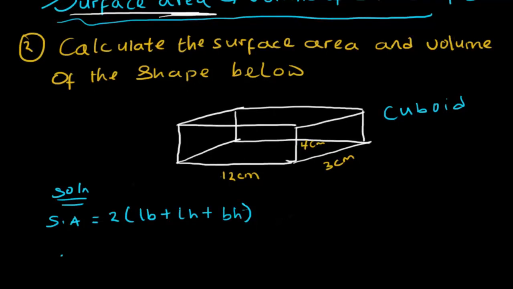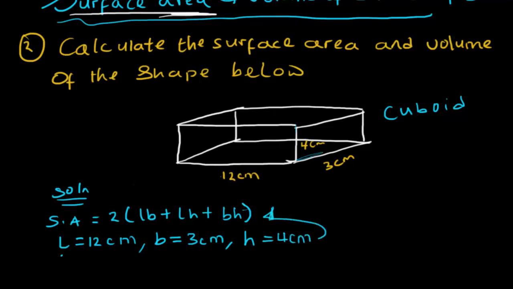So let's identify what's our length. This part is our length, so we have length equals 12 centimeter. What's our breadth or width, as the case may be? These are our width, so our breadth equals 3 centimeter. Remember, another name for breadth is width. And this is our height. Our height equals 4 centimeter. So all we need to do is to put it into this formula.